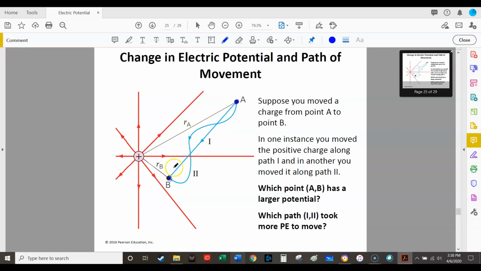Now, here, since these things are scalars, it doesn't matter the path that you take. If you take path I, you have a voltage here, okay, and you have a voltage here. So the voltage lines would look like little rings, and this ring would be much further out. Okay, so let me make this one a little bit better of a drawing.